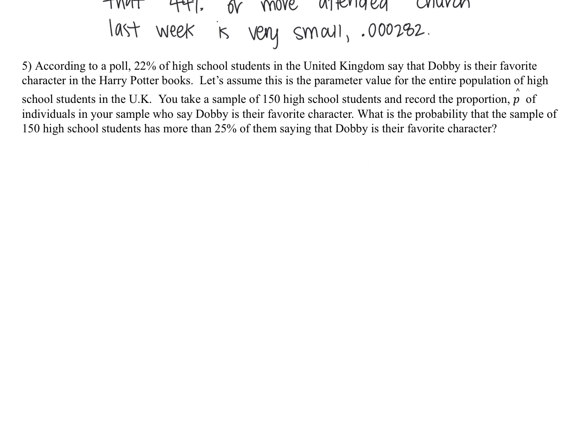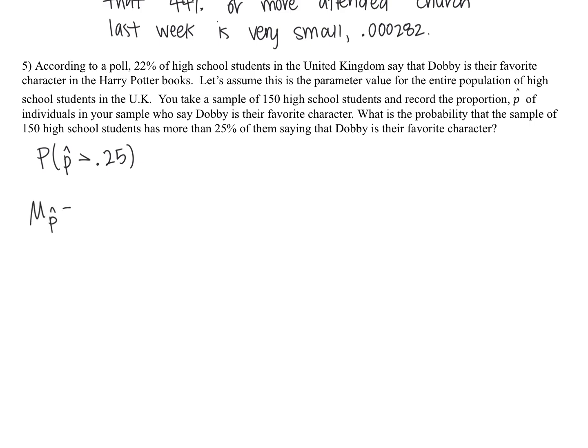Next example says, according to a poll, 22% of high school students in the United Kingdom say that Dobby is their favorite character in the Harry Potter books. Let's assume this is the parameter value for the entire population of high school students in the UK. You take a sample of 150 high school students and record the proportion of individuals in your sample who say Dobby is their favorite character. What is the probability that the sample of 150 high school students has more than 25% of them saying Dobby is their favorite character? So we do probability p hat greater than 0.25.